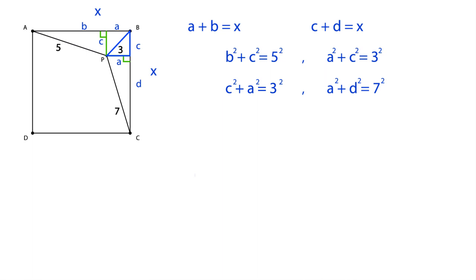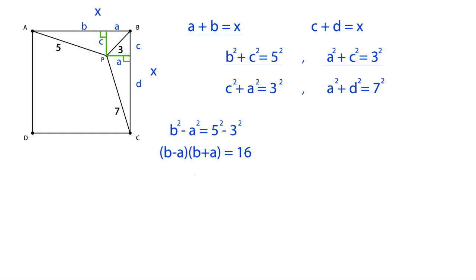Now we will use these equations to get some sort of a relationship between x and hopefully just one variable. So the first two equations, these ones, I will use. And the first thing I'd like to do is subtract them. And if I do, I will get B squared minus A squared is equal to 5 squared minus 3 squared. The C squareds will cancel. And this leaves me with, if I factor, B minus A, B plus A, and that is equal to 25 minus 9, which is 16.